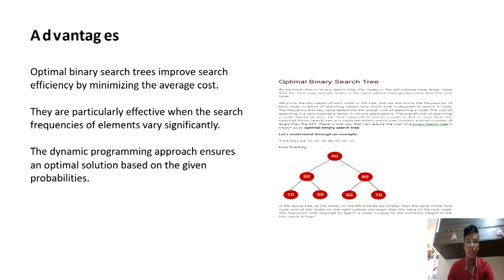What are the advantages of optimal binary search trees? Optimal binary search trees improve searching efficiency by minimizing the cost. They are particularly effective when the search frequency of elements varies widely. The dynamic programming approach ensures the optimal solution based on the given probabilities. These are the advantages of optimal binary search trees.